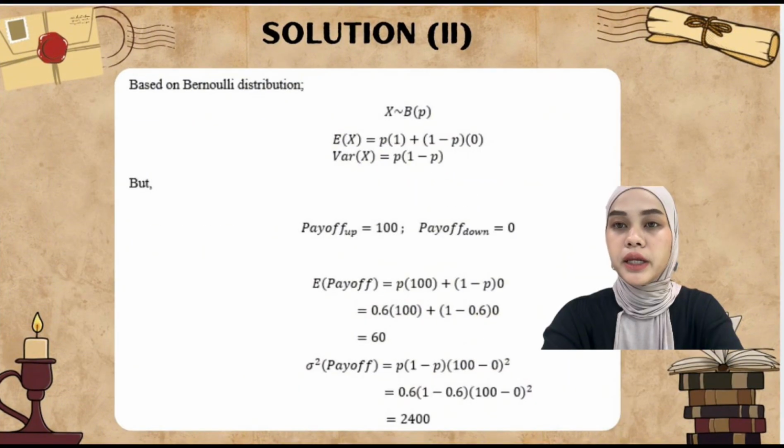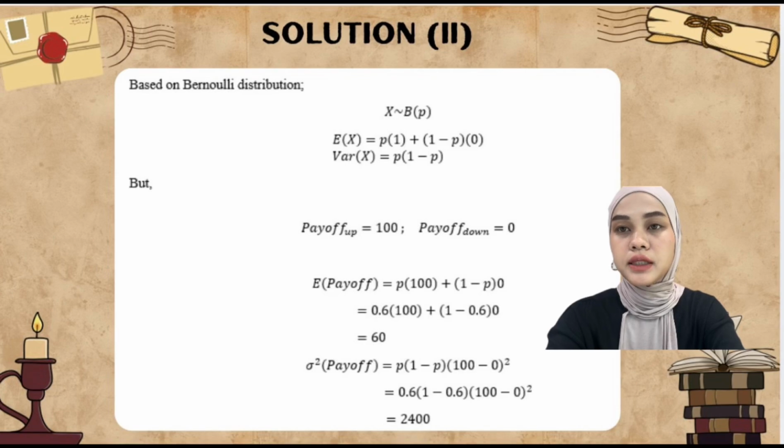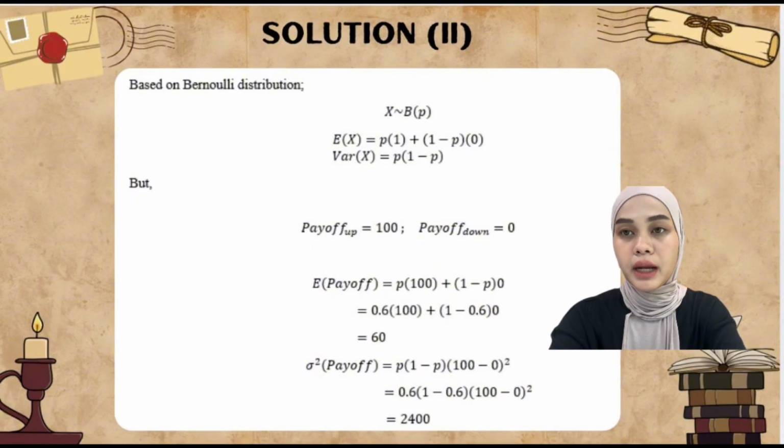Now we analyze the digital binary option. The option pays RM100 if the stock moves up and RM0 if it moves down. Since there are only two possible outcomes, this follows a Bernoulli distribution. The expected payoff is calculated using E payoff equal P multiplied by 100 plus 1 minus P multiplied by 0. Substituting the values, 0.6 multiplied by 100 plus 0.4 multiplied by 0, so the answer is RM60. Next, we calculate the variance. The Bernoulli variance formula is sigma squared payoff equal P times 1 minus P times 100 minus 0 to the power of 2. Substituting the values, 0.6 multiplied by 0.4 multiplied by 100 to the power of 2. So the answer is 2400.